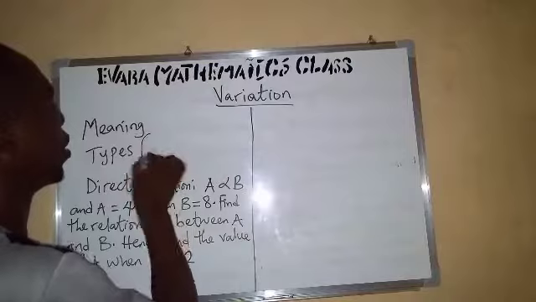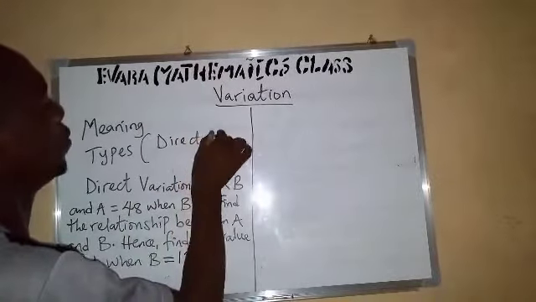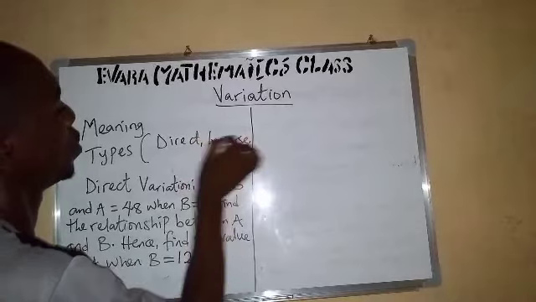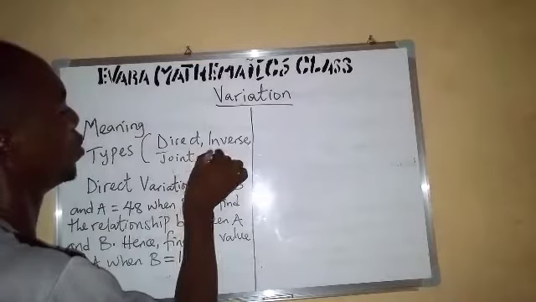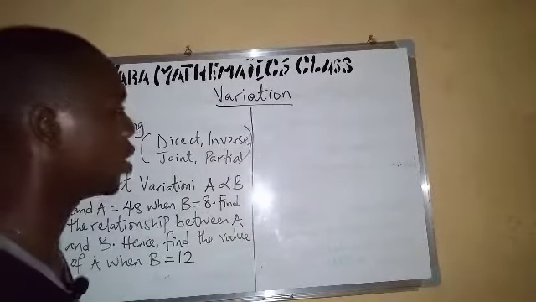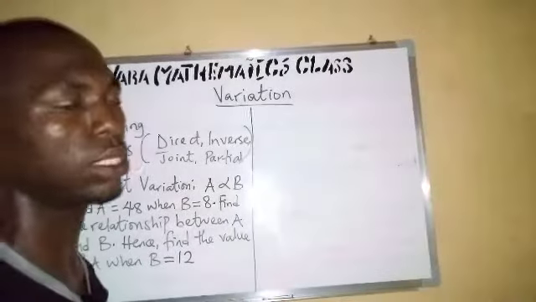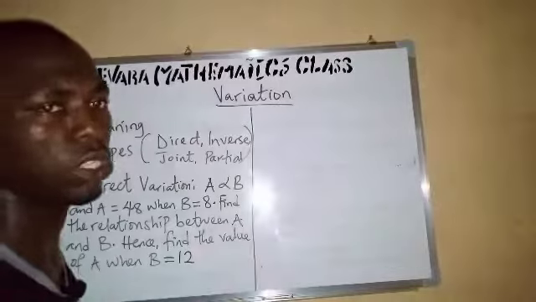The types are direct, inverse, joint, and partial. So we are going to be taking these different types one after the other. Today we will talk about direct variation.